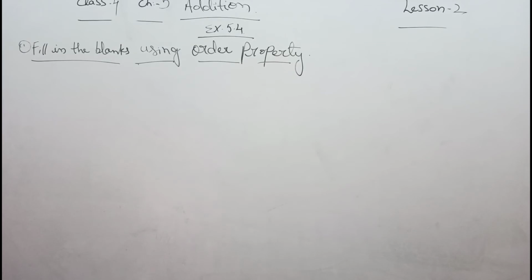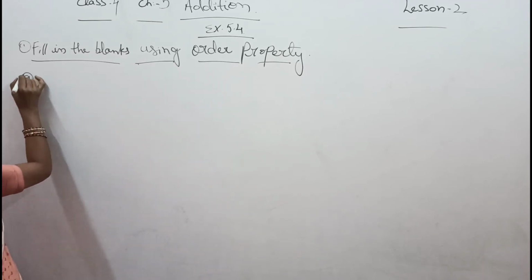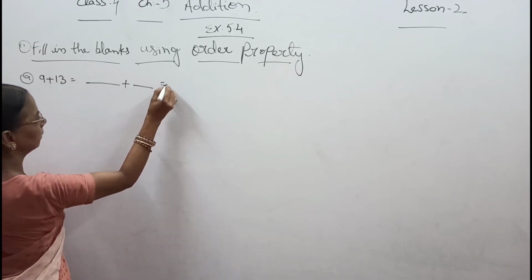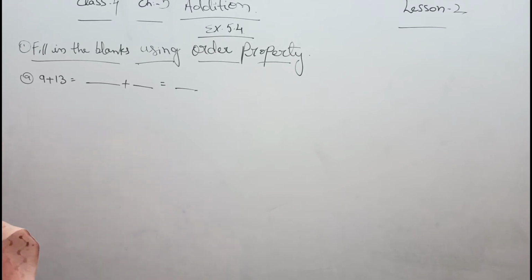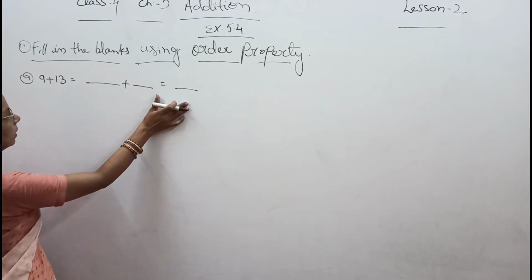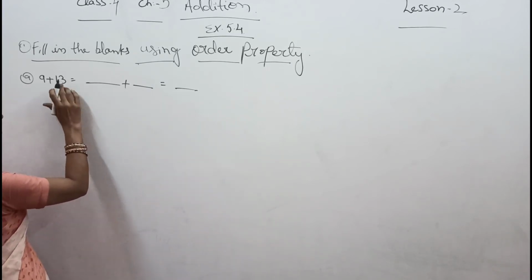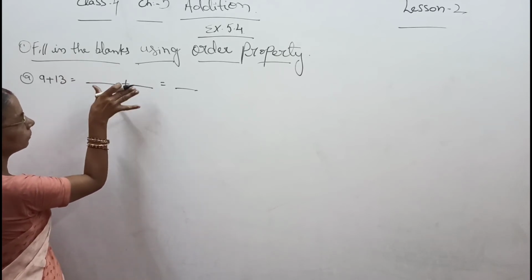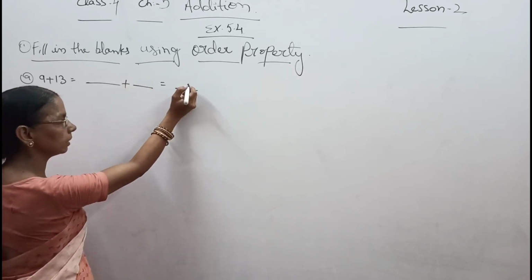Now this one we understood by the first question. Through this first question, that is 9 plus 13, here dash plus dash equals dash. Whatever is given, that is 9 plus 13, will be written in reverse in these two blanks, then make the total of these two numbers and write the result here.